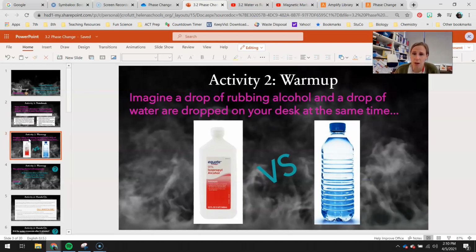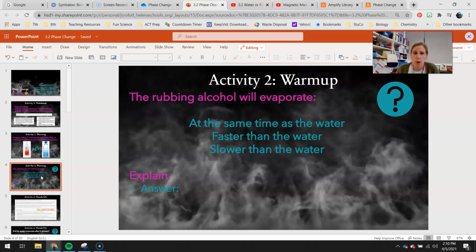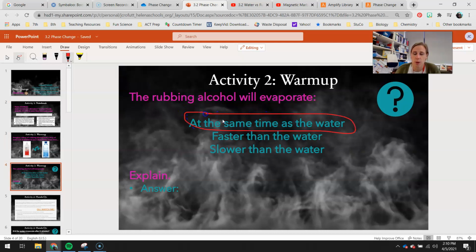All right, so here's your warm-up for today. Imagine a drop of rubbing alcohol and a drop of water are dropped on your desk at the same time. So we have rubbing alcohol versus water. The rubbing alcohol will evaporate. You are going to use the draw tool to circle your answer, either at the same time as water, faster than the water, or slower than the water. And then explain your answer. Why did you choose the option that you chose?